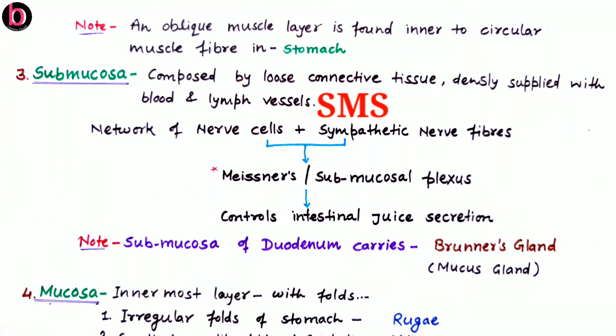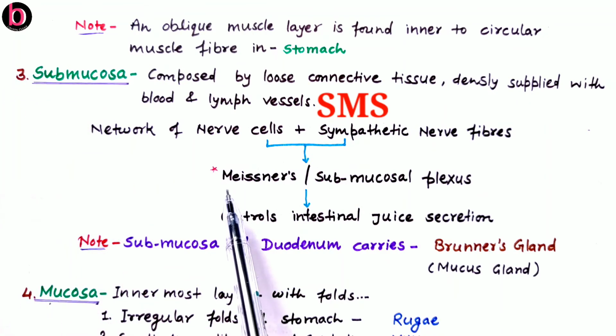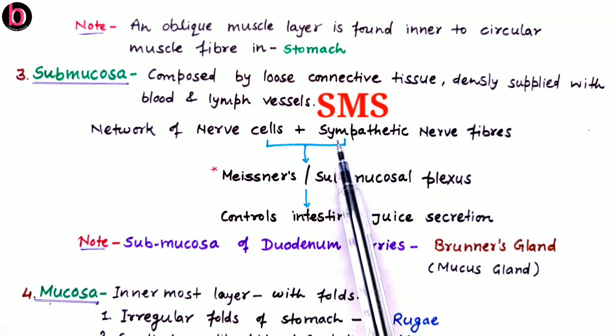In case of muscularis we discussed the trick MAP. So M for muscularis, A for Auerbach's, P for parasympathetic. Here S for submucosa, M for Meissner's, and S for sympathetic nerve fibers. So by the trick SMS you can easily memorize which nerve fiber is connected with which layer of the alimentary canal.